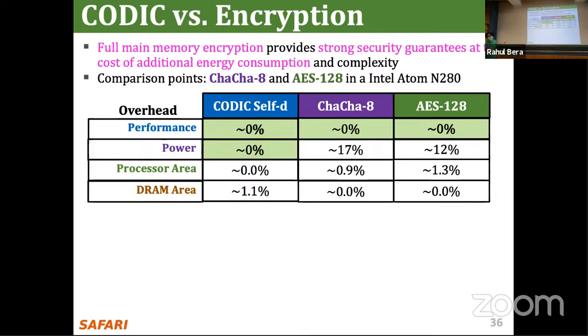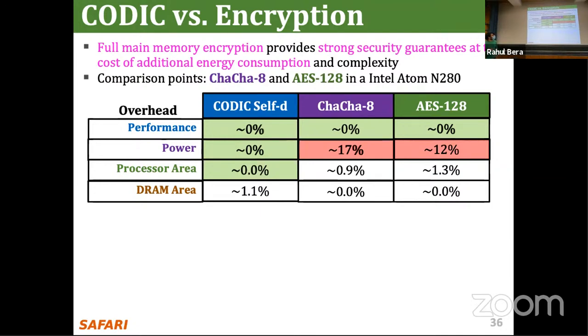Regarding power, this is maybe the main difference. Basically, we don't have any power overhead because we only apply this at boot time, right? But in encryption, you need to encrypt every write and decrypt every read. So SHA-8 and AES-128 have up to 70% power overhead.